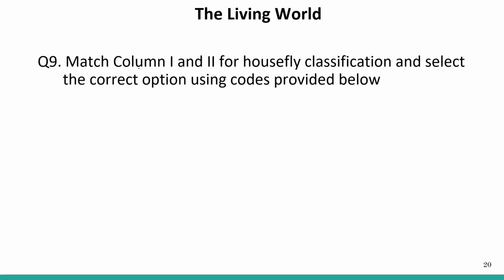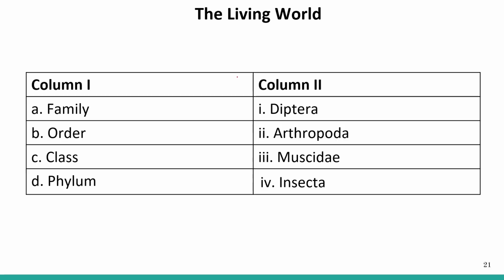The next question is, match. We have to match column 1 and column 2 for housefly classification, and select the correct option using codes provided below. Alright, so these are the options. A option is family. Which is the family here? Muscidae. Okay, so A should be 3.